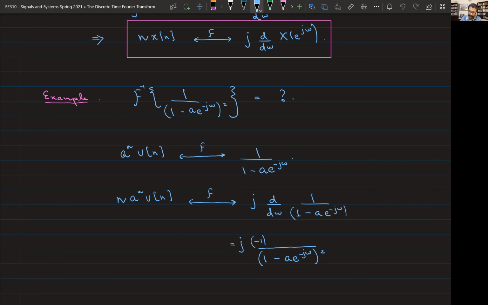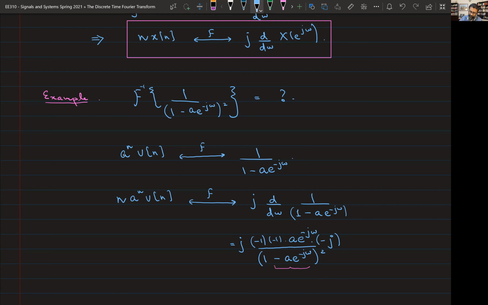And then I just need to differentiate. So I use the chain rule of differentiation. I just need to differentiate this with respect to omega, right? So there's a minus sign, which is another minus sign, because of this minus sign here, and then a times e raised to power minus j omega times minus j. So this is a simple derivative with respect to omega.